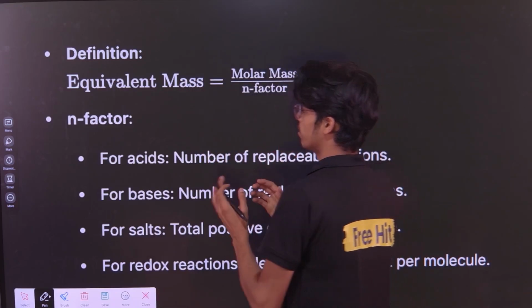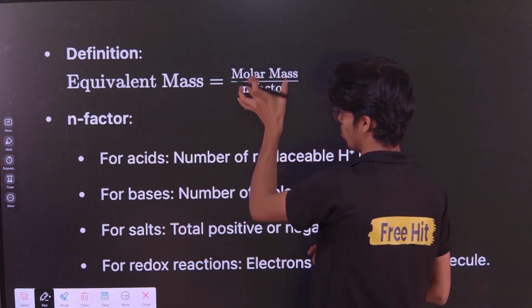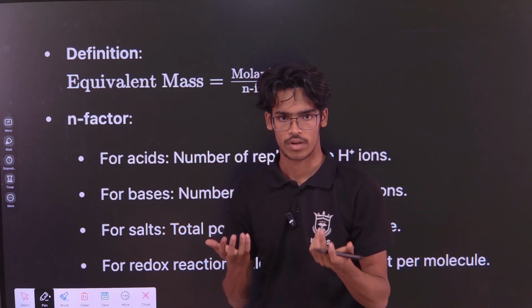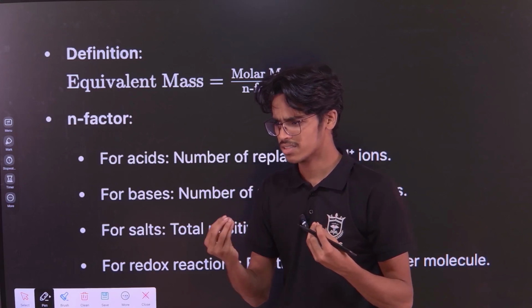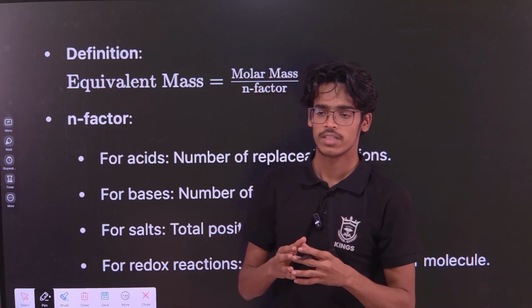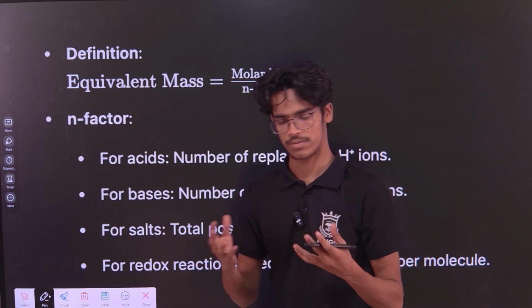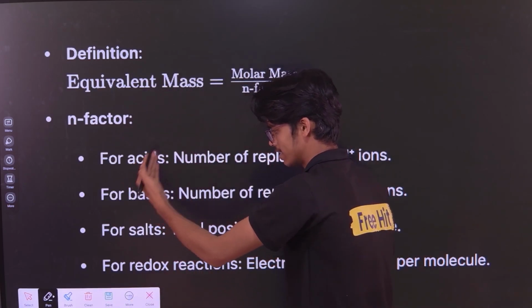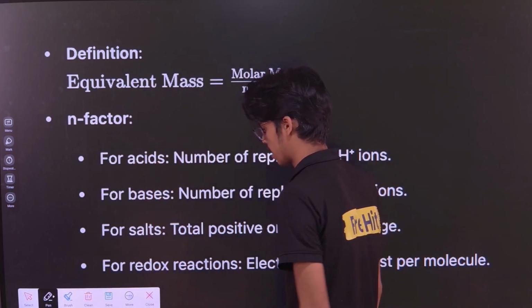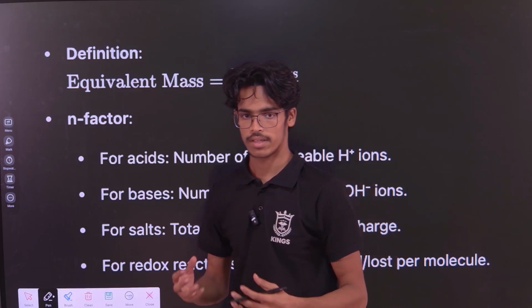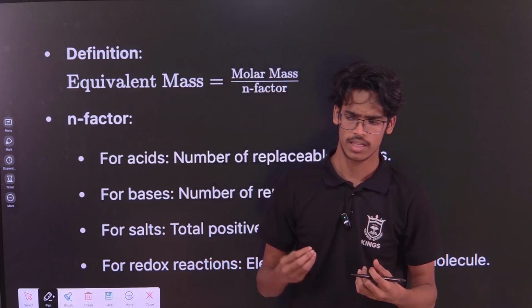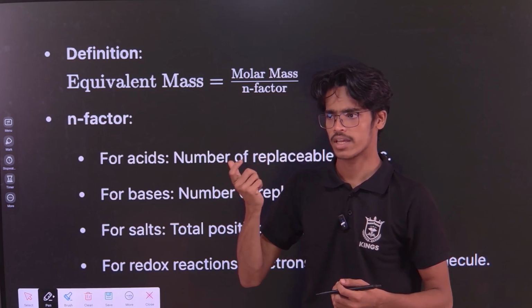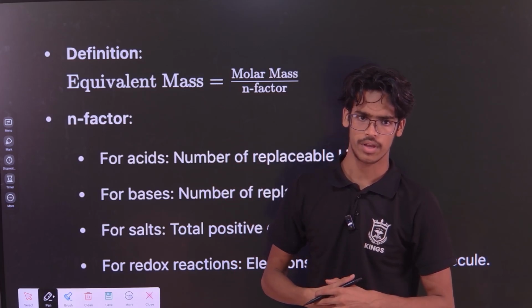Now the definition says that the equivalent mass is molar mass divided by n factor. Here n factor is a number that you need to determine, and in different cases of compounds we have different numbers, whether it's acids, bases, salts, or redox reactions. We have different ways to find the value of n, and then we divide the molar mass by that value to get the equivalent mass of that substance.